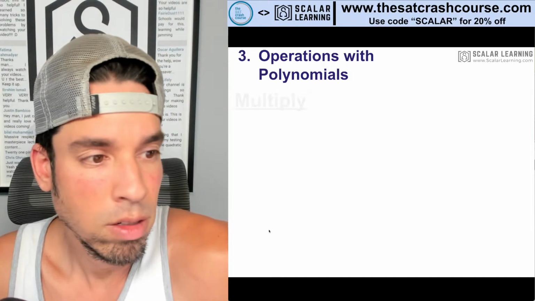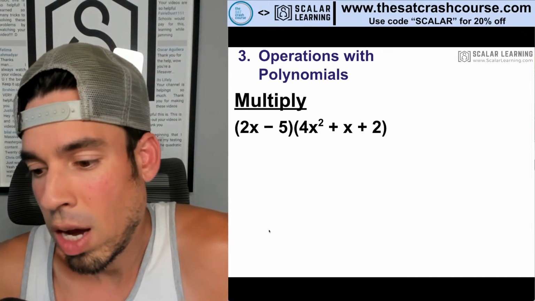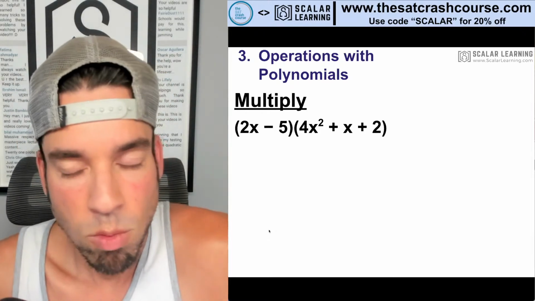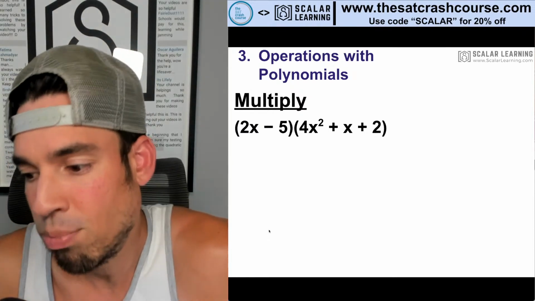All right. And now what about multiplying polynomials? So you guys know about foiling. When we're foiling two binomials, now this is foiling a binomial and a trinomial. Still the same principle, but a little trickier.